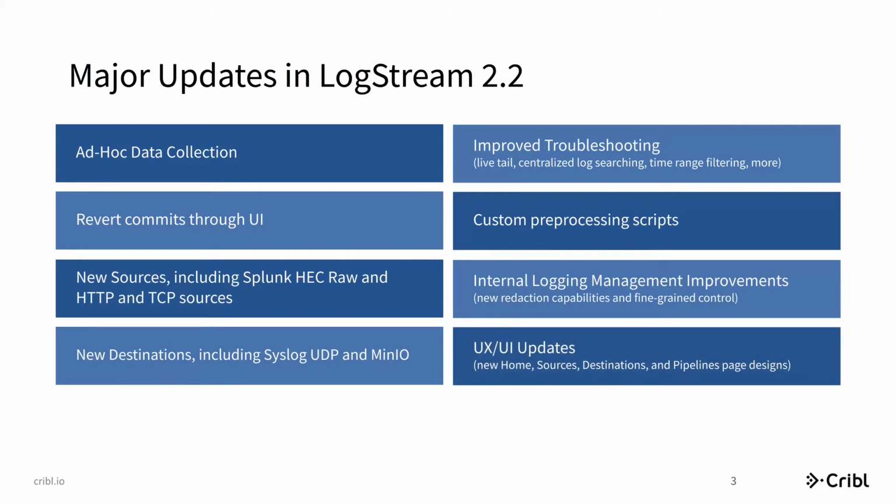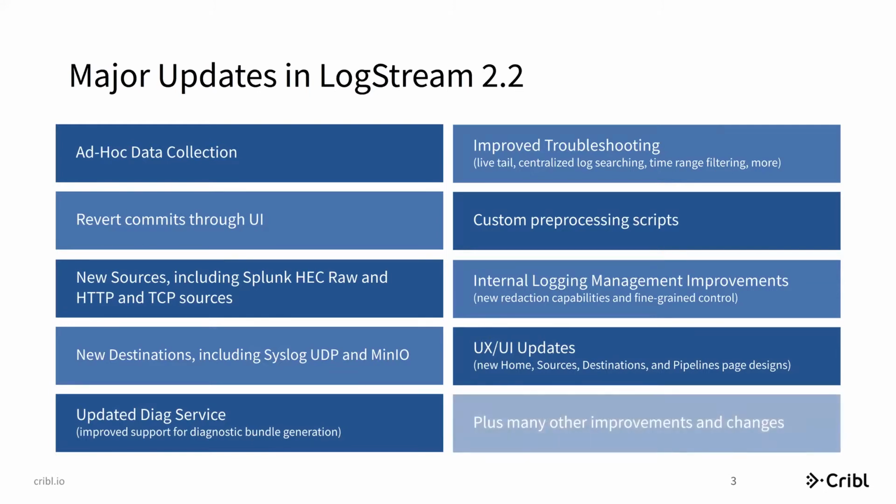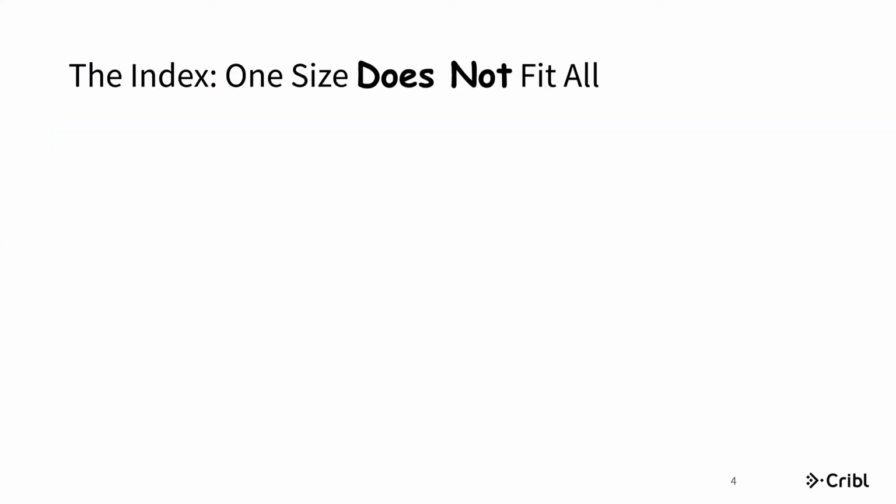Numerous UI and UX updates, which I'll demo later on, around sources and destinations, pipeline page designs, just a nice refresh across the whole of the experience to make it easier to understand and consume. We've also made it much easier for you to send us diagnostic information. If you're needing support, it's now a single button, easy upload of diagnostic information to us. And please go check the release notes. There's a number of other improvements and changes in the 2.2 release.